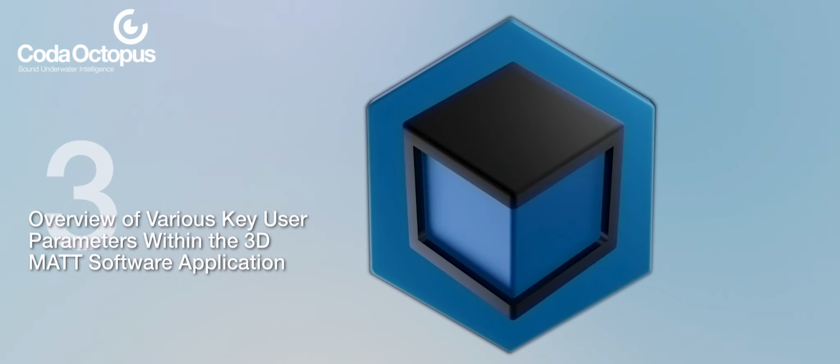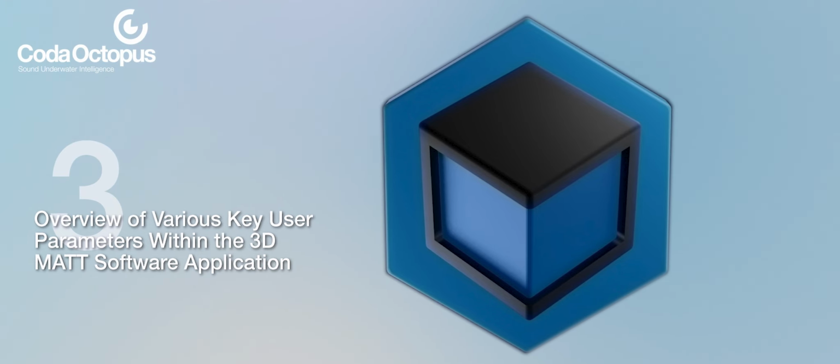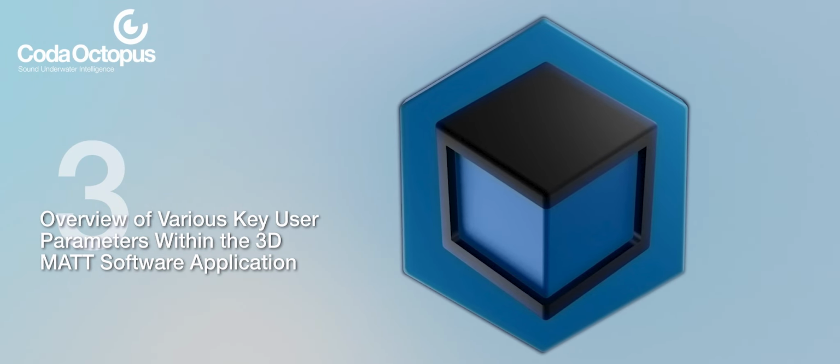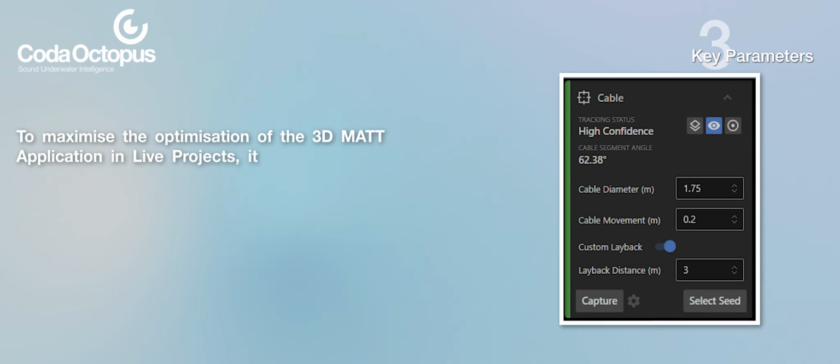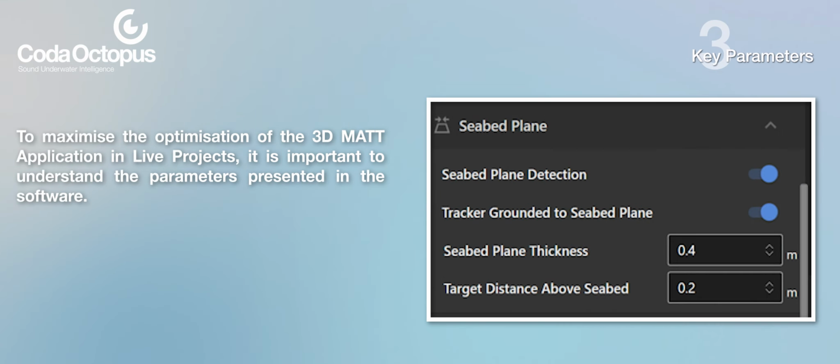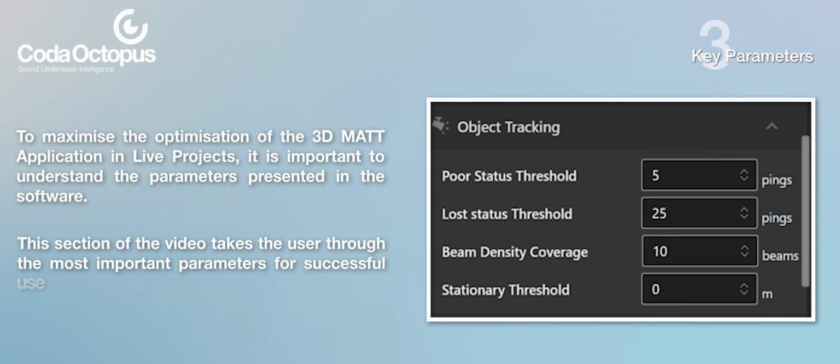Overview of various key user parameters within the 3D MAT software application. To maximize the optimization of the 3D MAT application in live projects, it is important to understand the parameters presented in the software. This section of the video takes the user through the most important parameters for successful use of the 3D MAT application. 3D MAT Object Search Point.